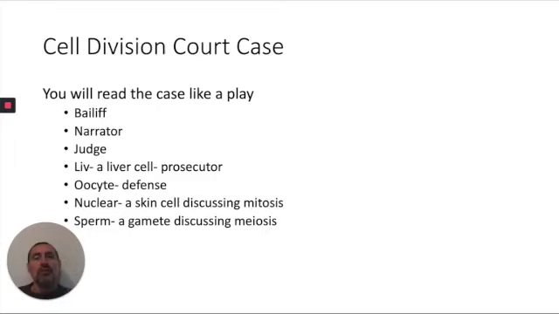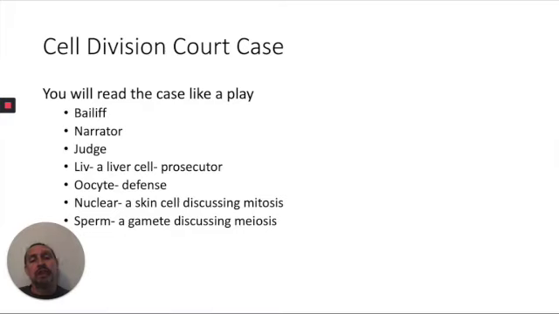You are reading about mitosis and meiosis, cell division, and you're reading it like a court case. So understand some of the characters and what they're doing. It's going to make a lot more sense if you have a good idea of who the characters are. So, for example, liver is a liver cell, that's a body cell.